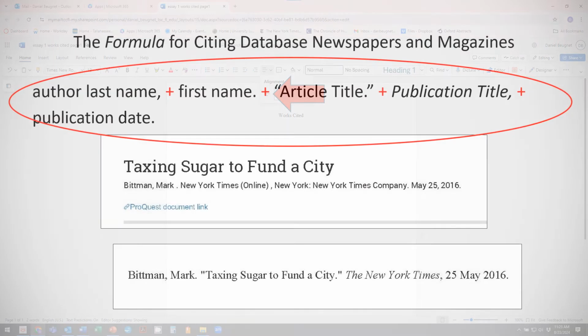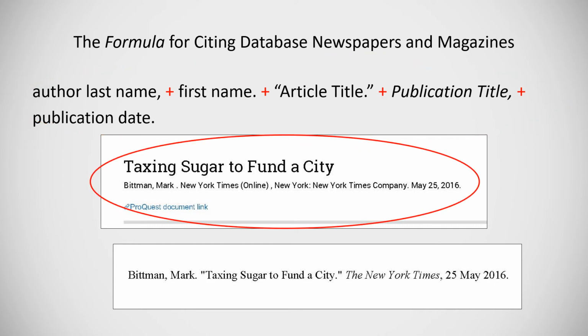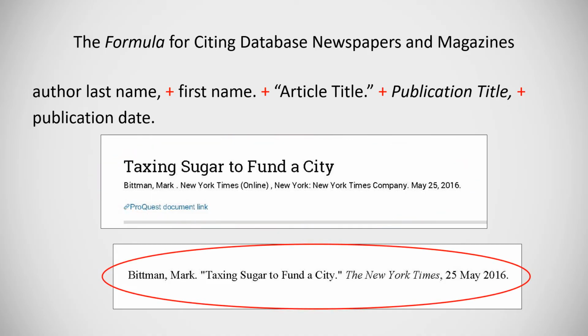For your citation, you'll follow this formula, which provides the required components of a citation for a newspaper or magazine article. All you need to do is look for the information at the top of any article and plug it into this formula. Here's a screenshot of the top of an article that I located in a library database. And here's a copy of a perfectly formatted citation for that article.